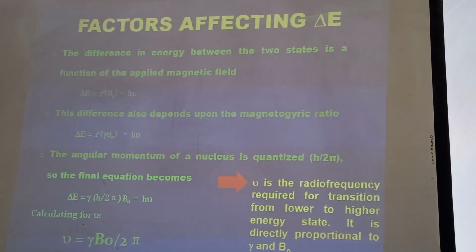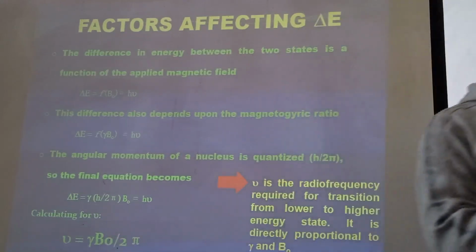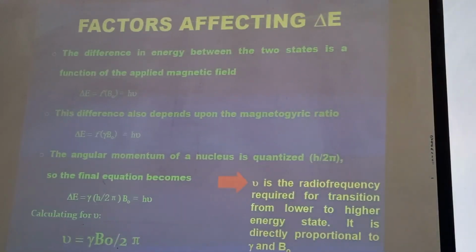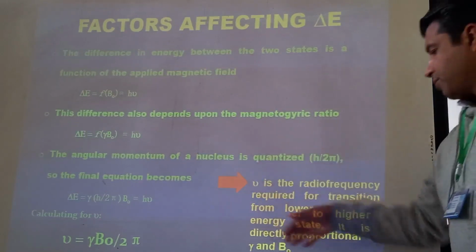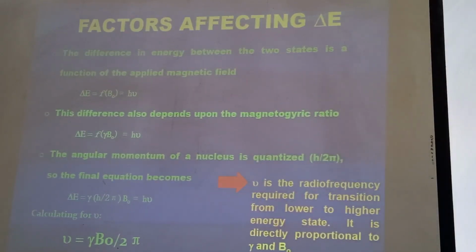So mu here is directly proportional to B naught. What it means is that if you provide a larger magnetic field, a magnet with a higher strength, you have to provide a higher radio frequency. Or in other words, resonance will take place at a higher frequency. This is logical and understandable, but we have proven it with an equation here, and you can see that mu is directly proportional to B naught.